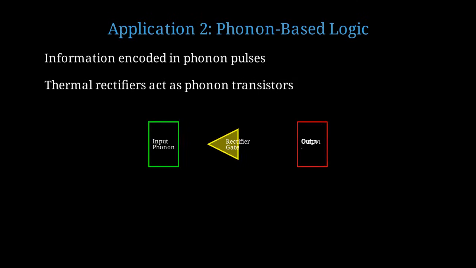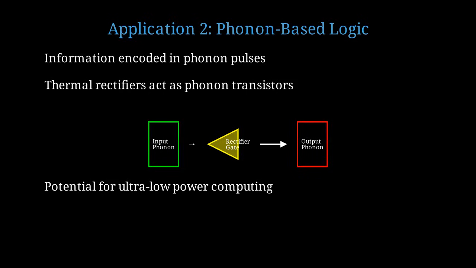A phonon logic gate uses thermal rectifiers to control signal propagation. Input phonons can be gated by controlling the rectifier properties. Phonon-based computing could potentially operate at much lower power than electronic computing, because phonons don't suffer from Joule heating. However, challenges remain in achieving high-speed operation and integrating phonon logic with conventional electronics.